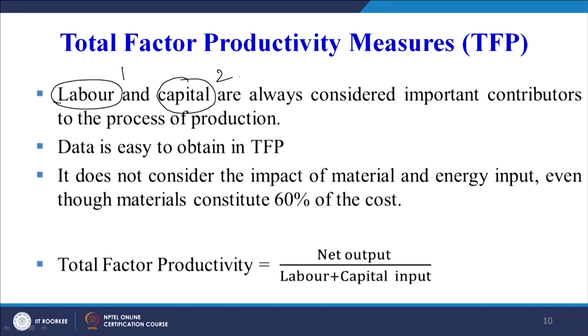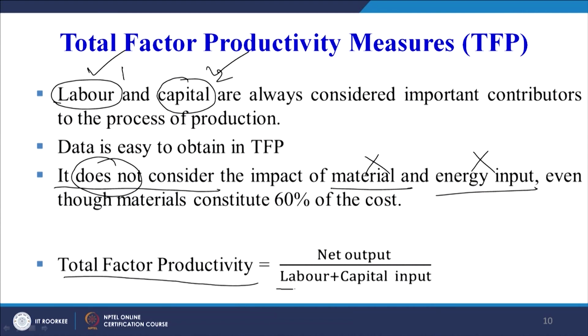So, these are the two important inputs which are taken into consideration in case of total factor productivity measures. It does not consider the impact of material and energy input, even though material constitutes 60% of the cost. Material is not considered, energy input is not considered, only labor and capital are considered in the calculation of productivity using the total factor productivity model.